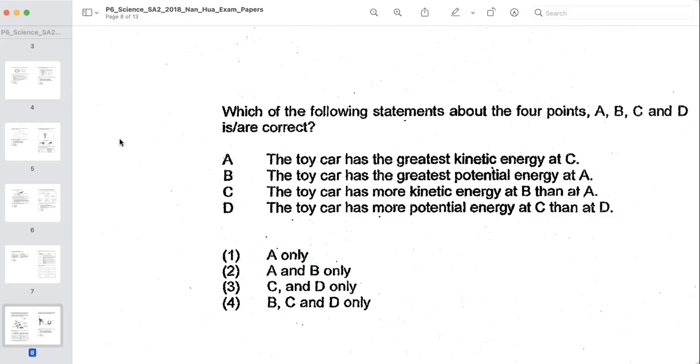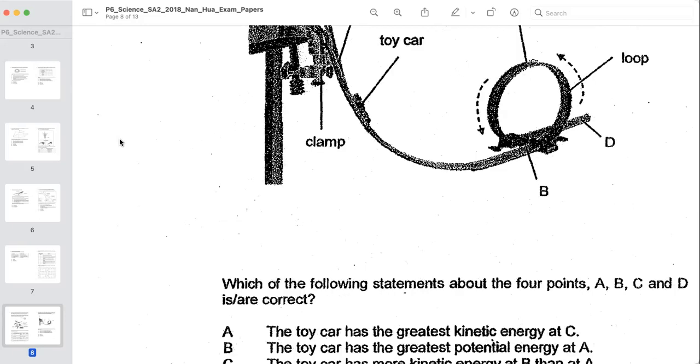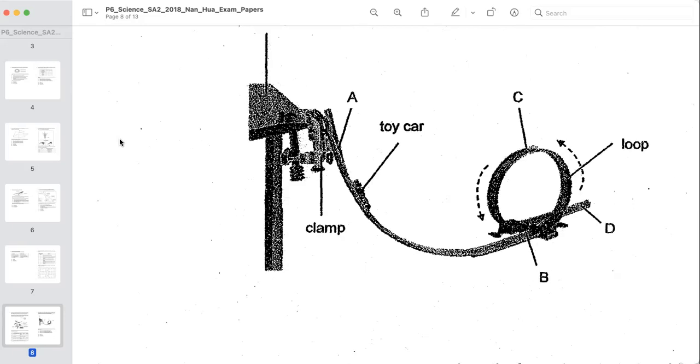Now we look at statement B. The toy car has the greatest potential energy at A. Yes, because it is at a greater height above the ground than C. So statement B is correct.